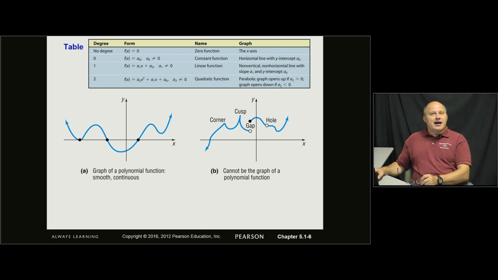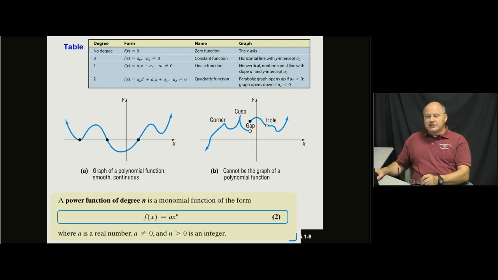But look at the second one. Not only does it have a cusp, it has several of them, but it also has a gap, and it also has something else called a hole. Now, we actually call that a removable discontinuity. A hole is the slang term for what the mathematicians would call a removable discontinuity. But polynomials don't have any of those things. They don't have gaps, they don't have holes, and they don't have cusps. They're smooth, they're rounded, and they're continuous. So the left one is a polynomial, the right one is not.